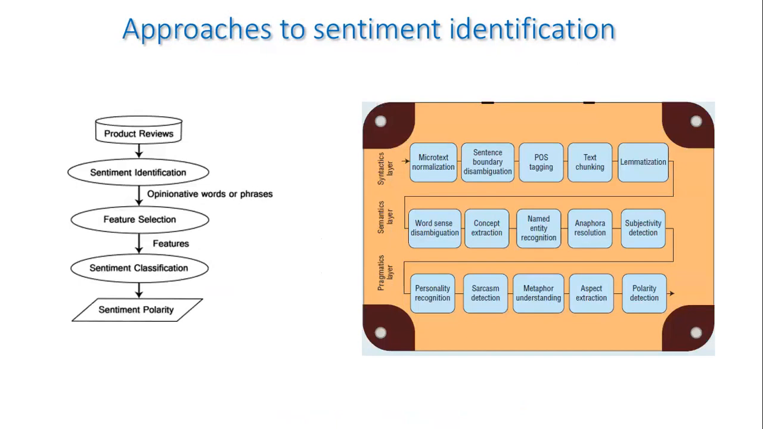Okay. So there are lots of different approaches to sentiment identification. I have listed two here. The simplest approach is shown on the left side, and then probably the most complex approach around is shown on the right side, and you could have anything in between. It just depends on how sophisticated you want your system to be. You can have as many models and processes in your pipeline as you want.